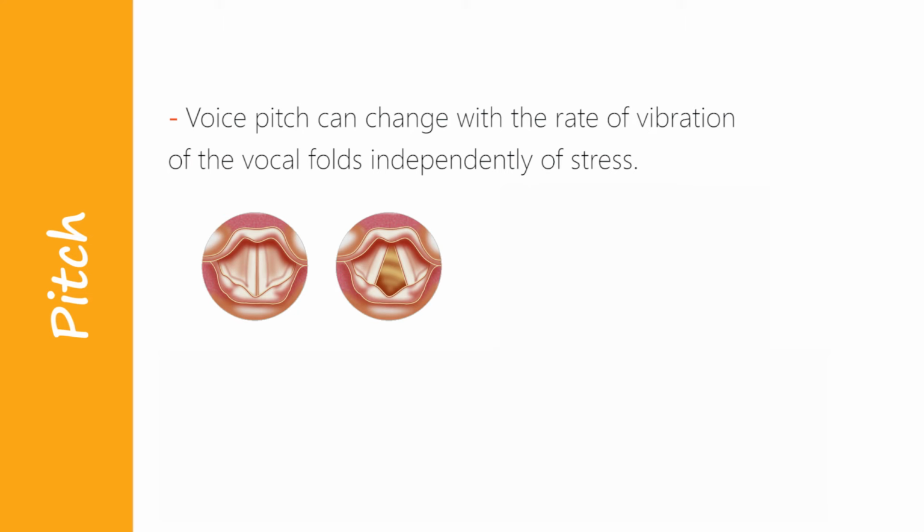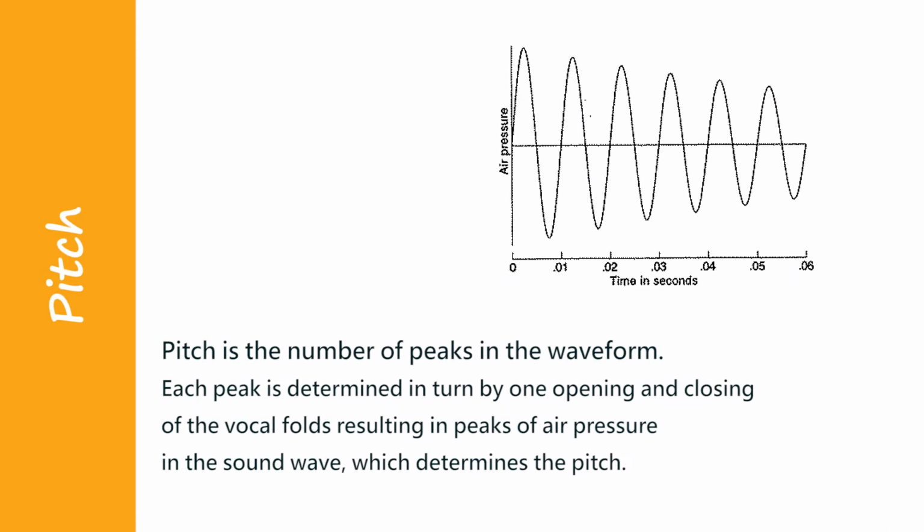So how does the feature pitch, which is also a suprasegmental feature, function? Pitch, or specifically voice pitch, can change with the rate of vibration of the vocal folds independently of stress. If you move your vocal folds faster, they will vibrate faster and they will produce a higher pitch because they will produce a higher frequency. The number of peaks, you can look at the previous videos for peaks of the waveform. So pitch is determined by the number of peaks in the waveform. Each peak is determined in turn by one opening and closing of the vocal folds, resulting in peaks of air pressure in the sound wave, and it determines the pitch.